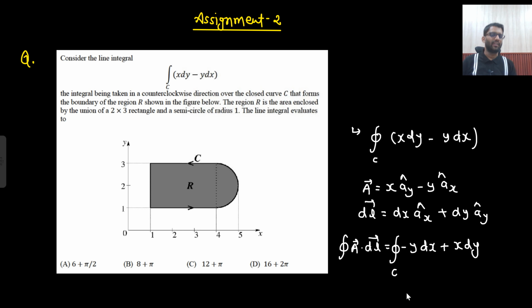So this is what they have written. From the expression as well, you should have the habit to get the vector A. So in conclusion, my vector A comes out to be minus y ax cap plus x ay cap. Since this is a closed line, that means Stokes theorem is applicable.